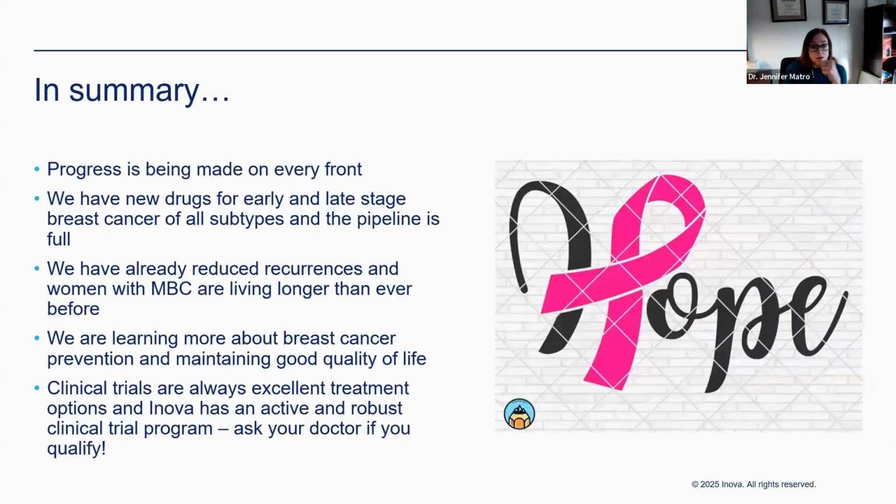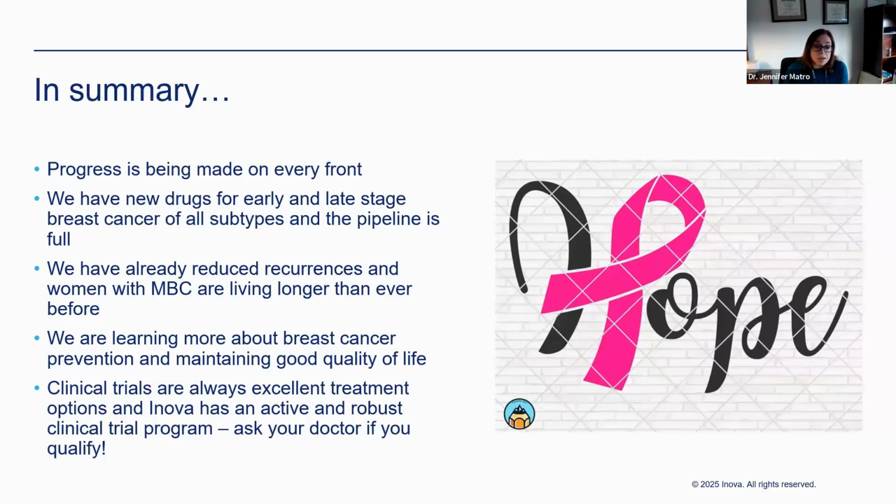So in summary, progress is being made on every front: early stage, late stage, hormone positive, HER2 positive, triple negative. We have new drugs and lots of stuff in the pipeline. We have made progress in reducing recurrences and prolonging survival in women with stage 4 breast cancer.